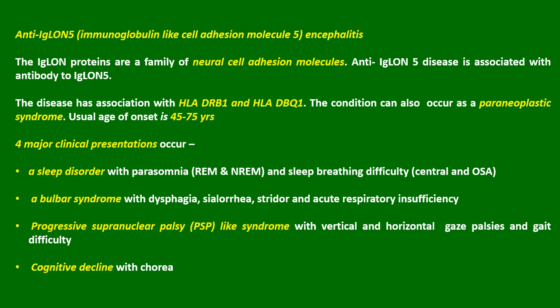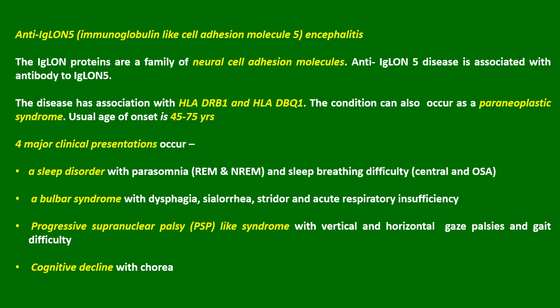Anti-IgLON5 encephalitis. The IgLON proteins are a family of neural cell adhesion molecules. Anti-IgLON5 disease is associated with antibody to IgLON5. The disease has association with HLA-DRB1 and HLA-DQB1. The condition can also occur as a paraneoplastic syndrome. The usual age of onset is 45 to 75 years.